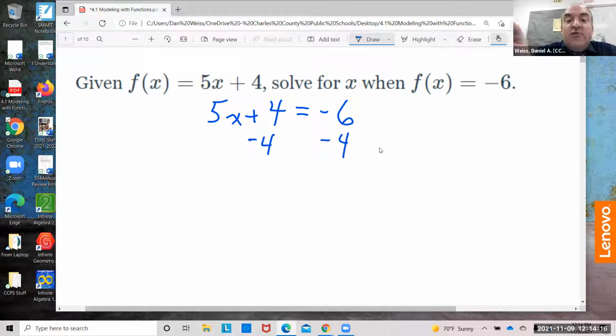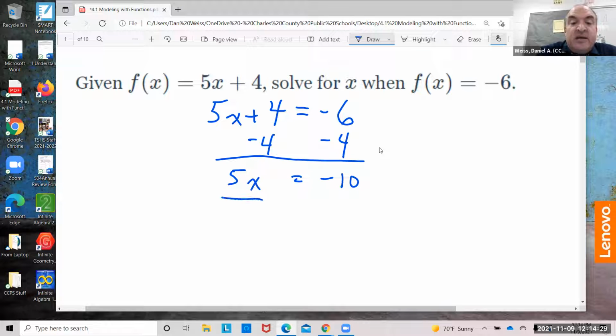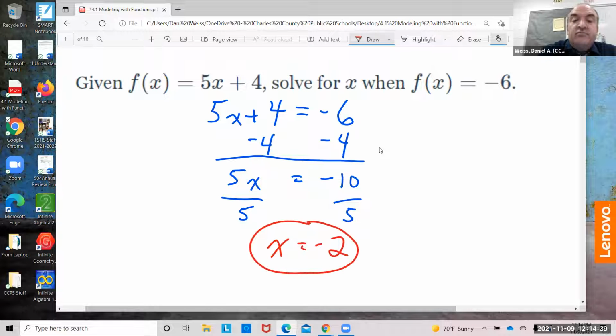So we're going to minus 4 from both sides. Okay, negative 6 minus 4 makes negative 10. So 5x equals negative 10, divided by 5. And you get x equals negative 2.